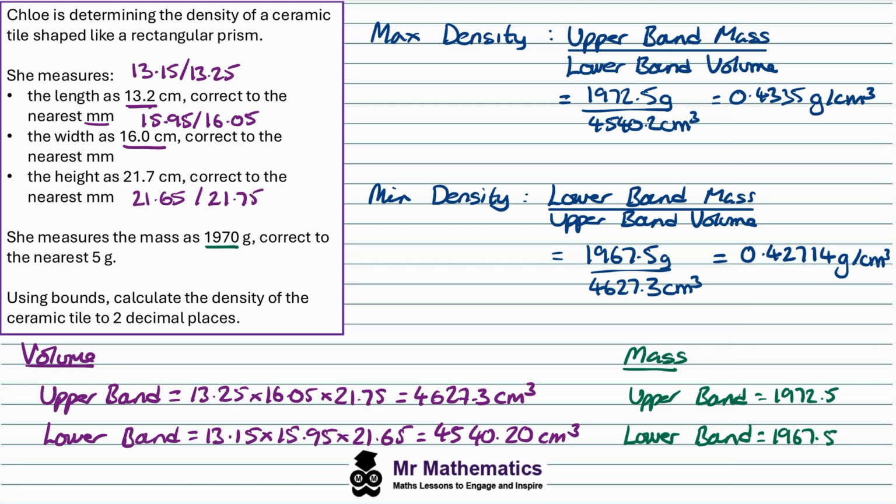So if we go back to the question, we want to calculate the density to 2 decimal places. Well, you can see that to the 2 decimal places, this 3 doesn't round up, so it becomes 0.43 grams per centimeter cubed. And in the minimum, the 7 does round up the 2. So again, we get 0.43 grams per centimeter cubed. So this would be the level of accuracy using bounds. Okay?